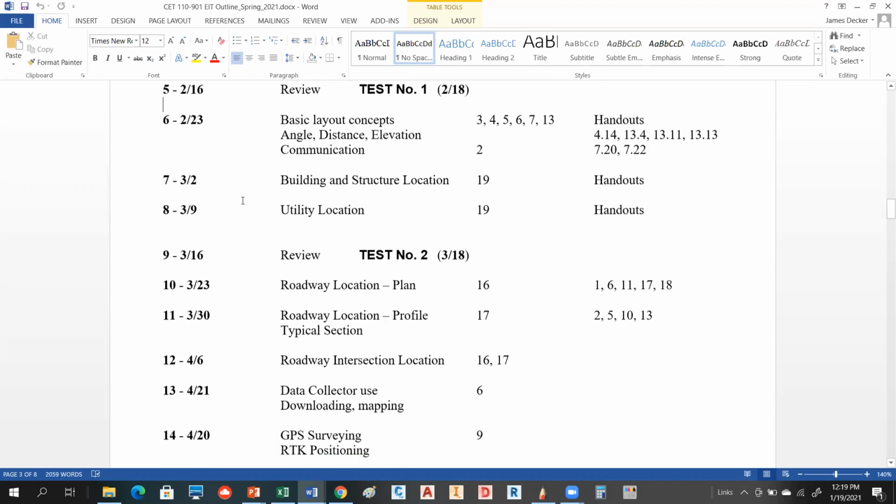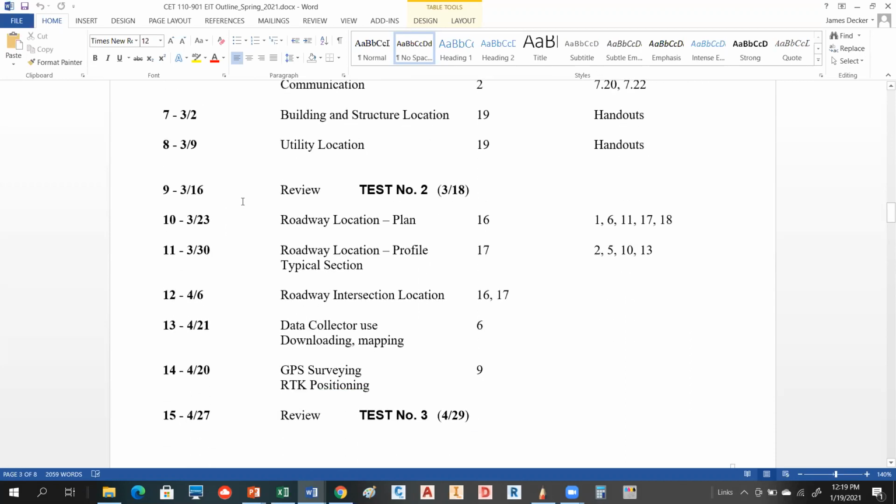And then the last thing we'll be getting into is roadway stuff. So we'll do a roadway location horizontally and vertically on weeks 10 and 11. We'll talk about intersections, data collector use, and we may do GPS surveying, but we may do some other things down here because I have a person I'm working with at Messer who does all their layout. We have some ideas. We might change some of this up in weeks 13 and 14, but I'll let you know as soon as we get to that point.